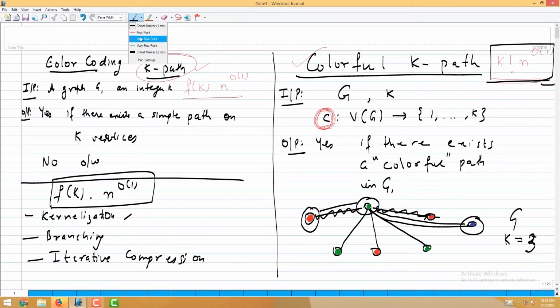What am I doing? I'm computing a random coloring and running the colorful k-path algorithm, and I'm doing this e power k times. So what's the running time for the k-path problem? I'm solving the colorful k-path problem e power k times, and computing a coloring uniformly at random takes just polynomial time. So basically this is e power k into k factorial.